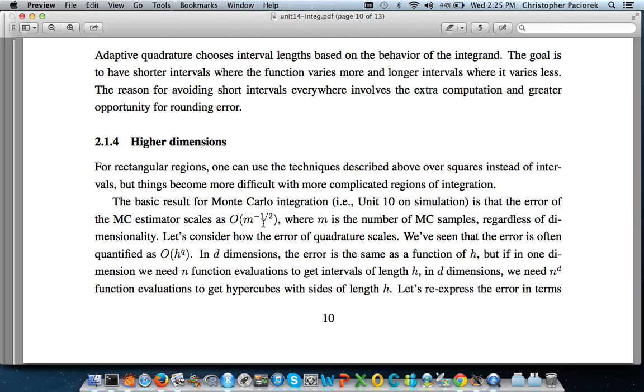Okay, so if we now think in terms of standard deviation, which is the scale that we usually think of errors being on, we have that the error for t hat from the Monte Carlo estimator is order of 1 over the square root of m.